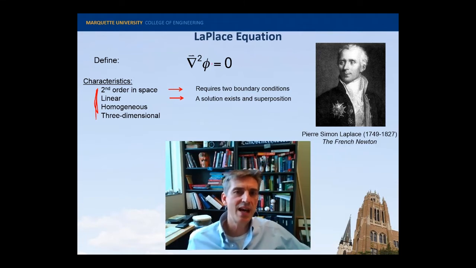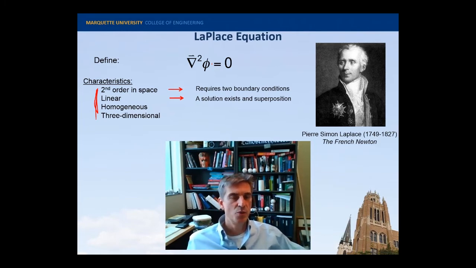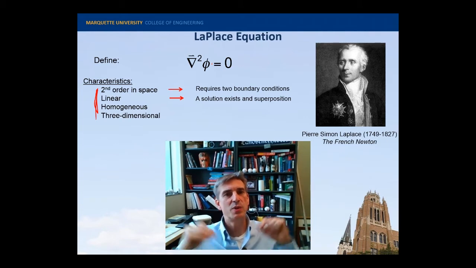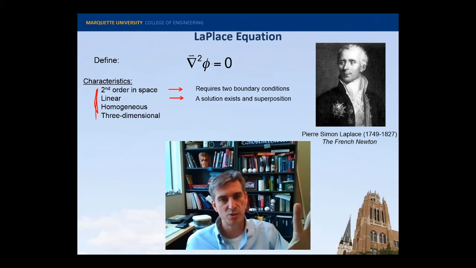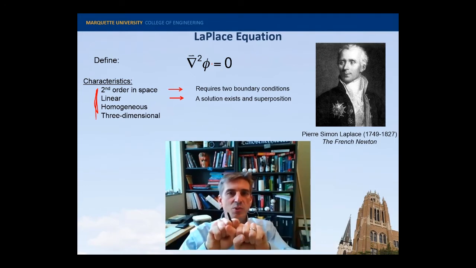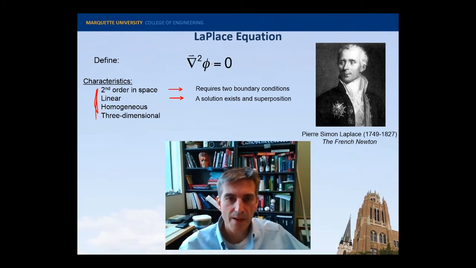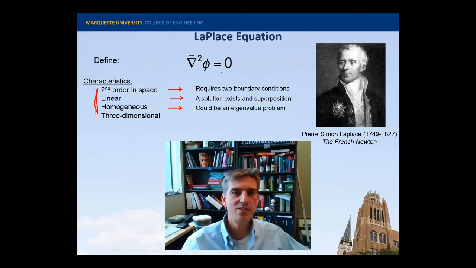And so that means that a solution does exist. We know for a fact that linear equations have solutions. It also means that we can add these solutions together to create new solutions. And this is called superposition, right? So if we have one solution to the Laplace equation, and we have another one, we can add these two together to get a third solution. That is superposition.